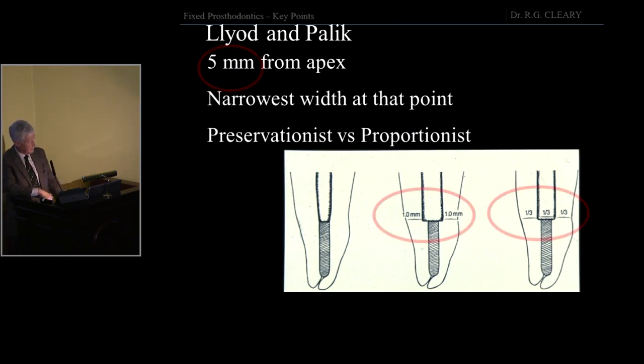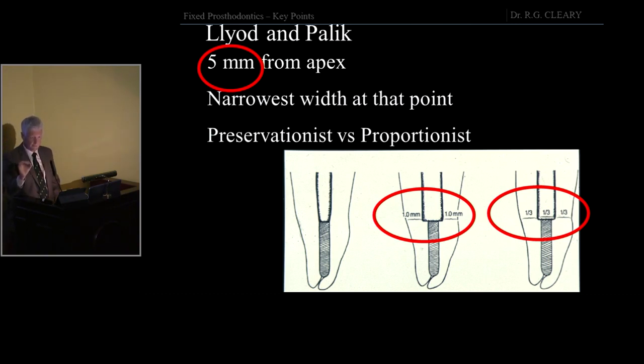Lloyd and Pallick, 5 millimeters from the apex, because that's where the tooth is at its narrowest. And whether you decide to leave a millimeter or whether you decide to leave a third, you can decide yourself, okay? But in that area, you've got to be careful that you're not over-widening the tooth preparation, because that's where the weak point comes and that's where the fracture starts.